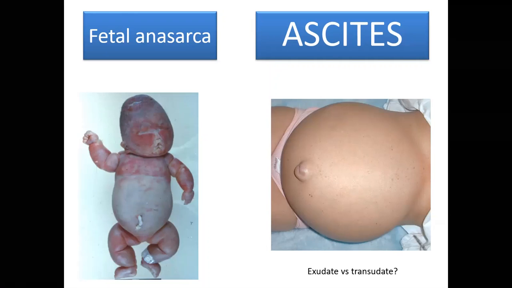Then we do microscopy and we do chemical analysis. If the cell count is high and the proteins are high, we will say it is exudate. And if the cell count is low and the protein is low, we will say it is transudate. Why is that important for you as becoming physicians and doctors? Because based upon this, you can direct your investigations to find out the cause in the right direction.